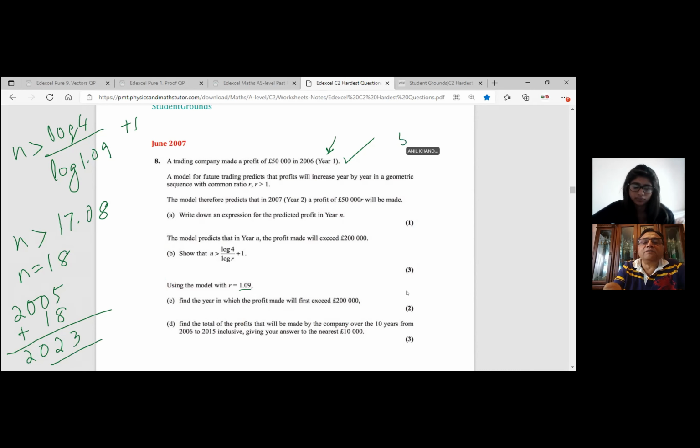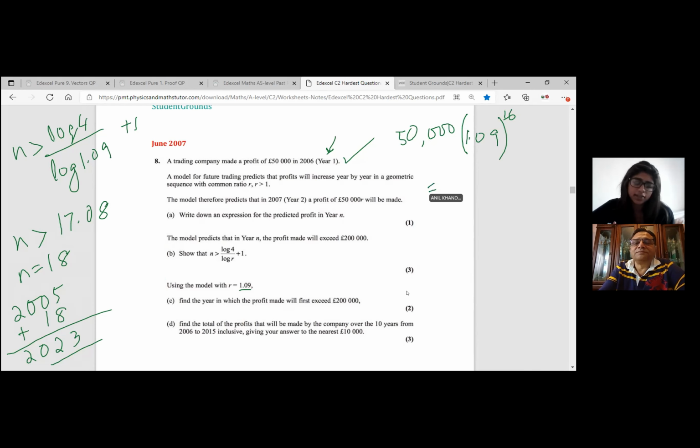So we have 50,000 times, what was the equation? 1.09 to the power of n minus 1. So 17 minus 1 is 16, right? Calculate this. How much do you get? So I got 198,515. So yes, less than 200,000. You see that? So therefore, our value of 18 works, right?